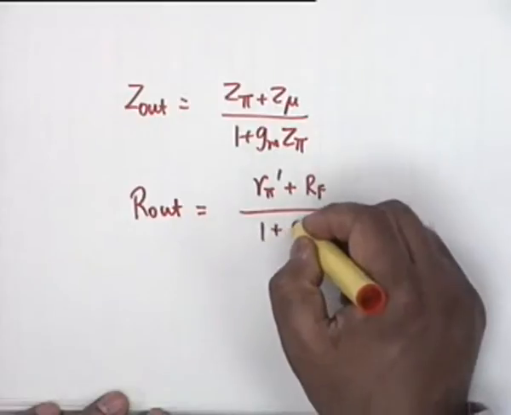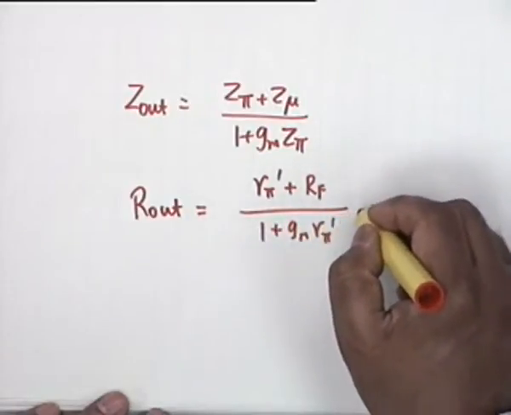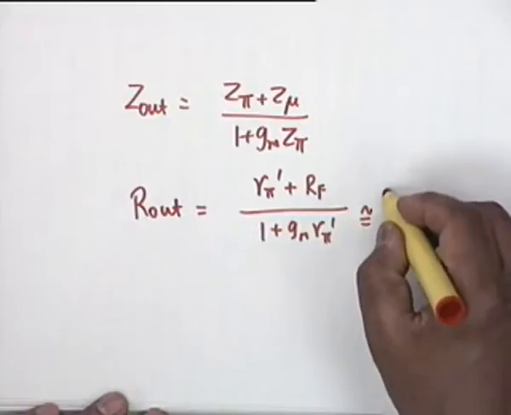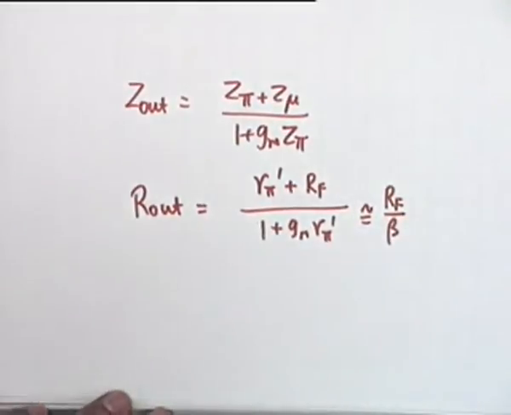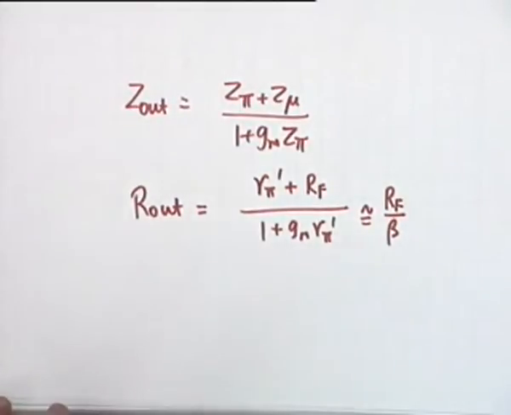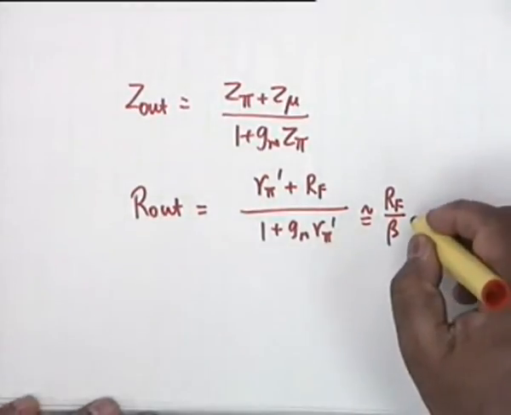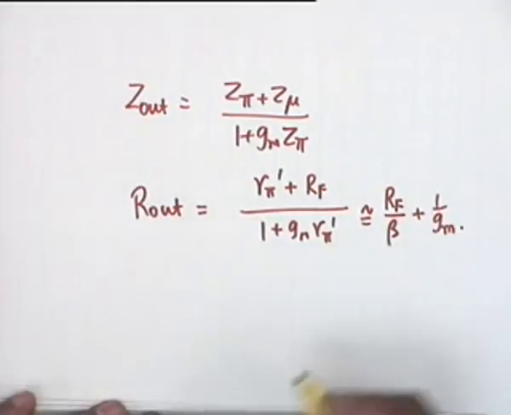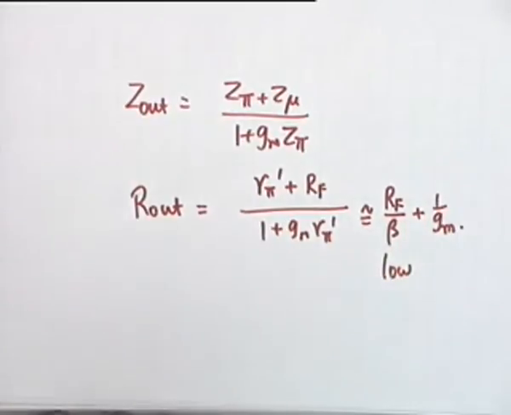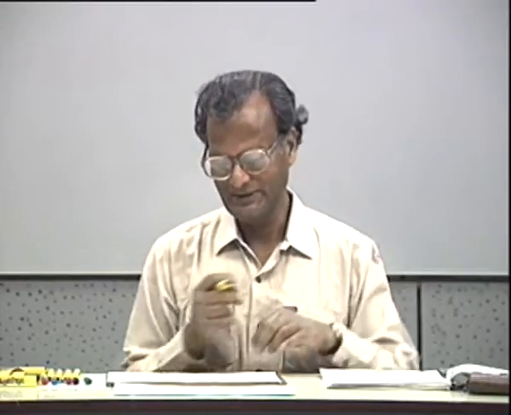Rf, 1 plus Gm R pi prime, and this is approximately equal to Rf divided by beta. R pi prime is approximately equal to R pi, Gm R pi is beta, and beta is much greater than 1 plus 1 over Gm. And this is a low value. Output impedance is low because the feedback is shunt. At the output the connection is shunt. It is a voltage sampling.